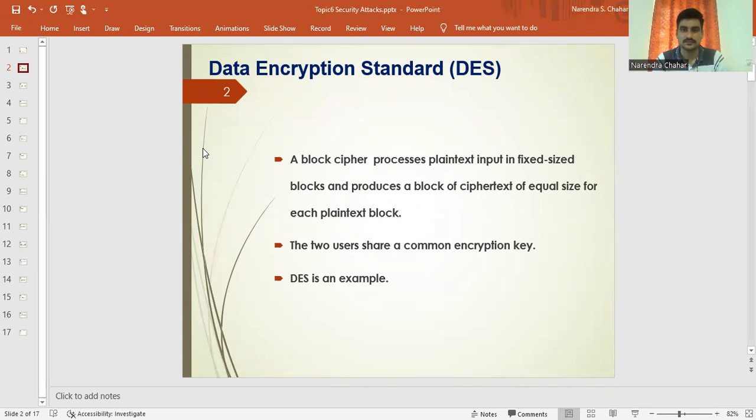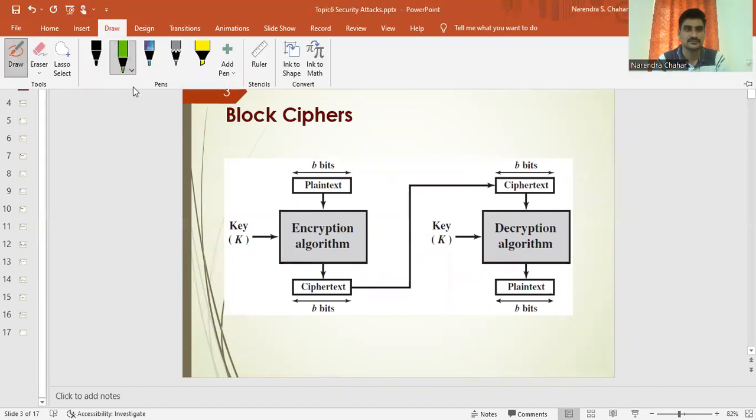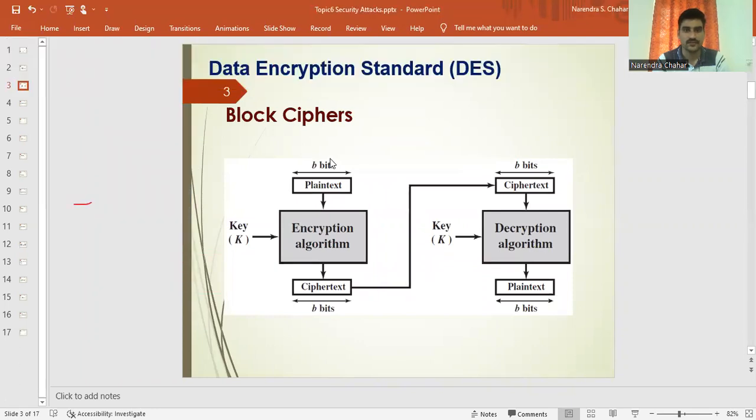Here two users share the same encryption key. We can say there will be a common key. Here we can see when we take b bits of plain text and apply an encryption algorithm using a key k, it will generate a cipher text of the same b bits.